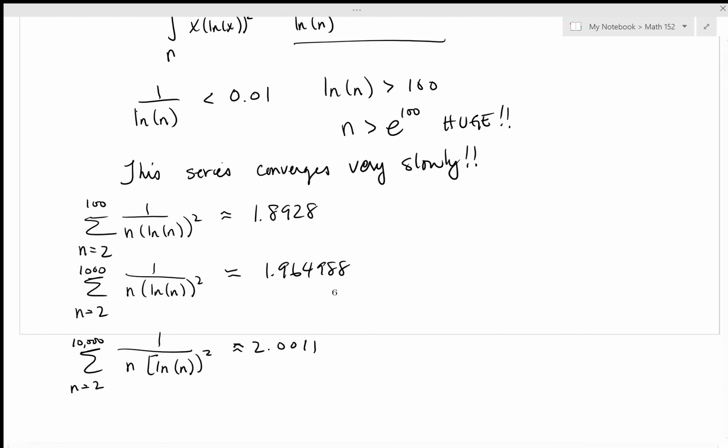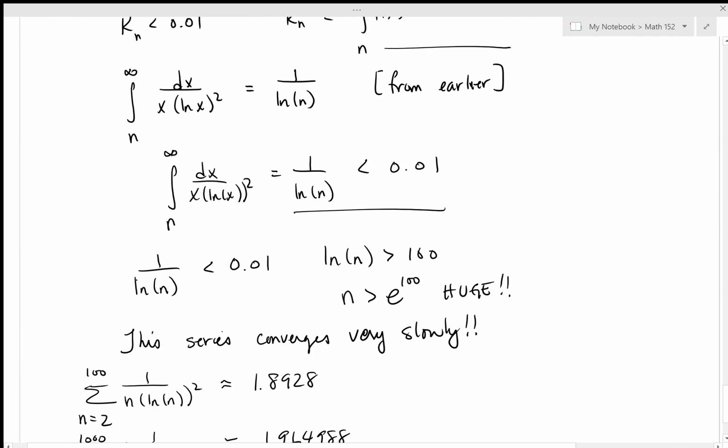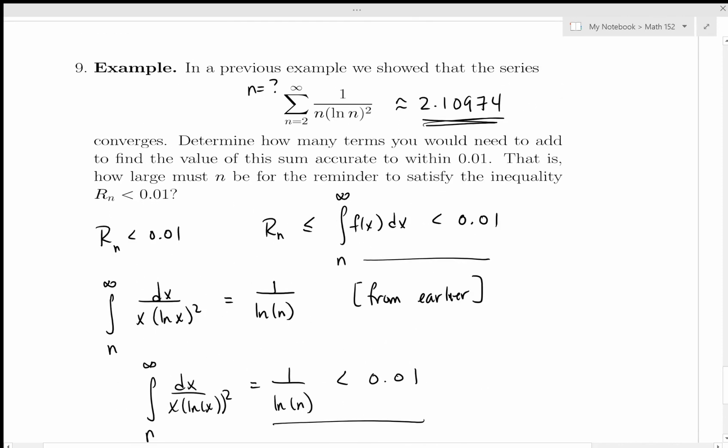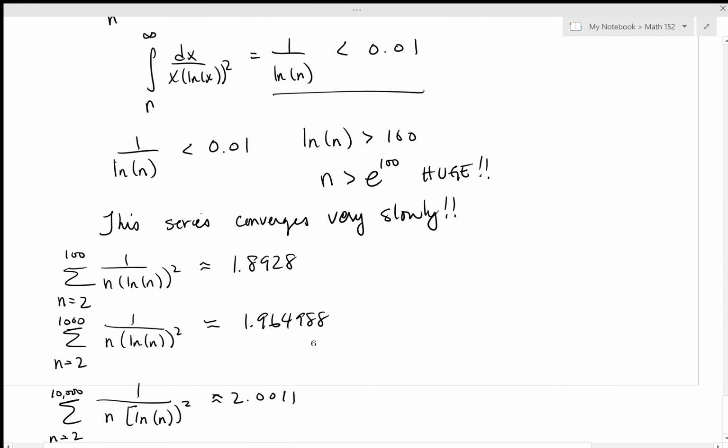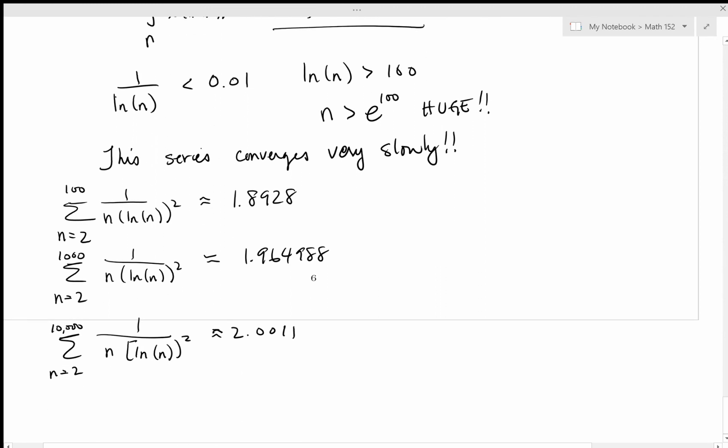Well, we don't actually even know the exact number here, but I'm at 10,000 terms, and I've only got this thing here, right? I haven't even got to within 10%. So that's pretty lousy in that it converges very, very slowly.